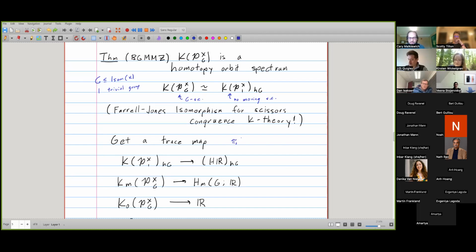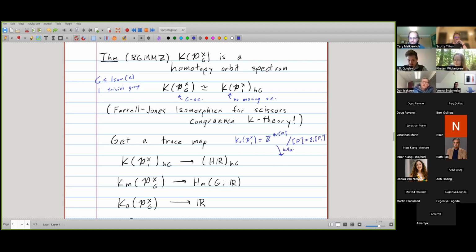Pi naught of, or let me call it K naught, of P of x1. So that's the free abelian group on the polytopes, and then I'm only modding out by this relation that if there's an almost disjoint cover, the class of P is the sum of the classes of the PIs.